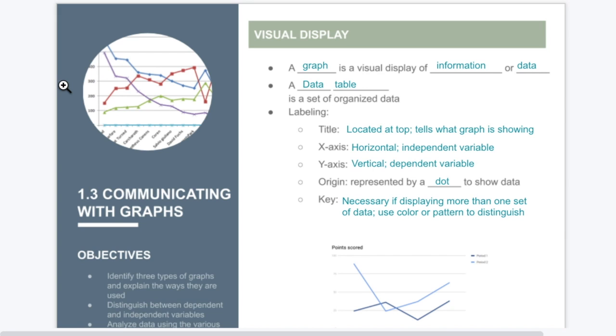These notes are over communicating with graphs. And so we're going to start with the first section, which is visual display. A graph is just a visual display of information or data. A data table is just a set of organized data.